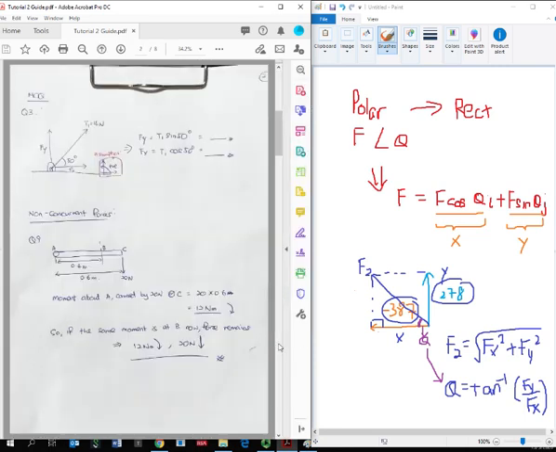Let's move down to the next one. Question 3. Basically you are just resolving your forces into the x and y components. This one is very simple. Just plug in the values from there. You can read the x and y forces, and you should be able to solve it. And the next thing is I go straight to question 9 for MCQ.